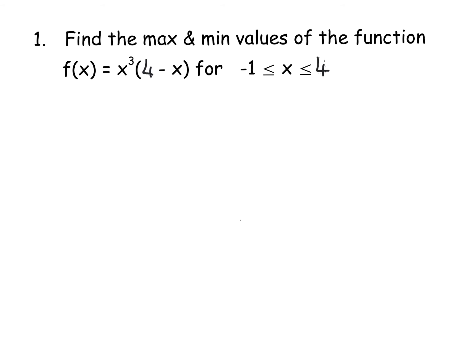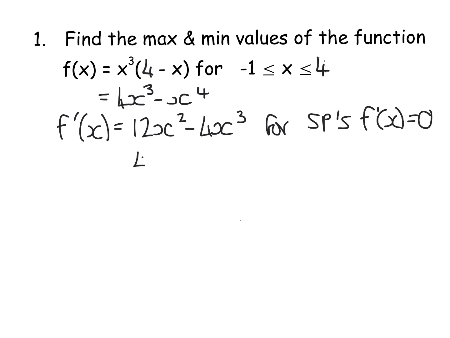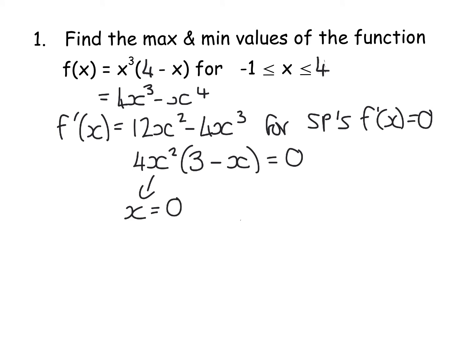The first thing I'm going to do is rewrite this so I can differentiate. This would give me 4x cubed minus x to the power 4. If we differentiate this, this would give us 12x squared minus 4x cubed. Now we want to find our stationary points, so we set f dashed x equal to 0. There is a common factor of 4 and an x squared. So 4x squared removed leaves you with 3 take away x, and we're putting that equal to 0. So we have stationary points x equals 0 and x equals 3.